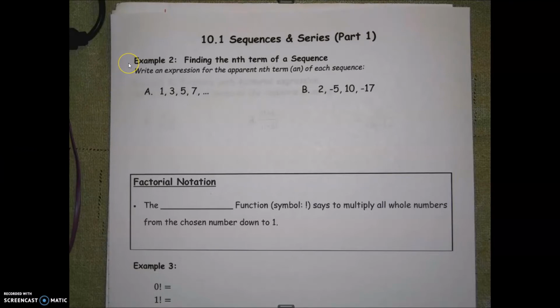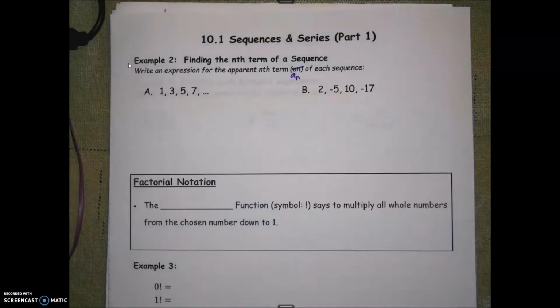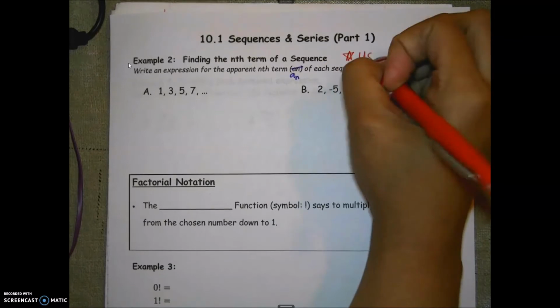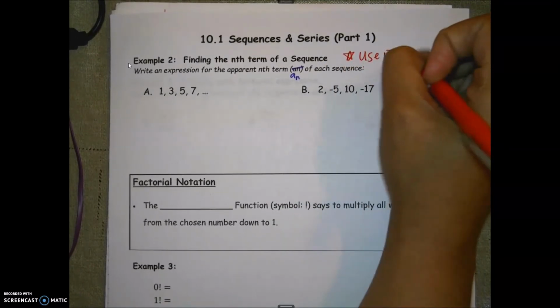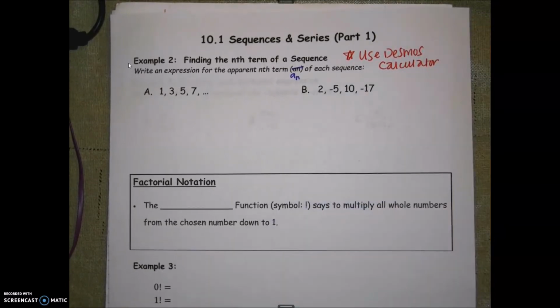Now we're going to take a look at example number 2, finding the nth term of a sequence. Write an expression for the apparent nth term, or a sub n, of each sequence. For this example, we are actually going to use the DESMOS calculator. In your Google Slides, you will see a link for using the DESMOS calculator, because I have a file that's already filled out that you're going to use for this particular one. This example is just a fancy way of saying what's the equation for the sequence that's given.